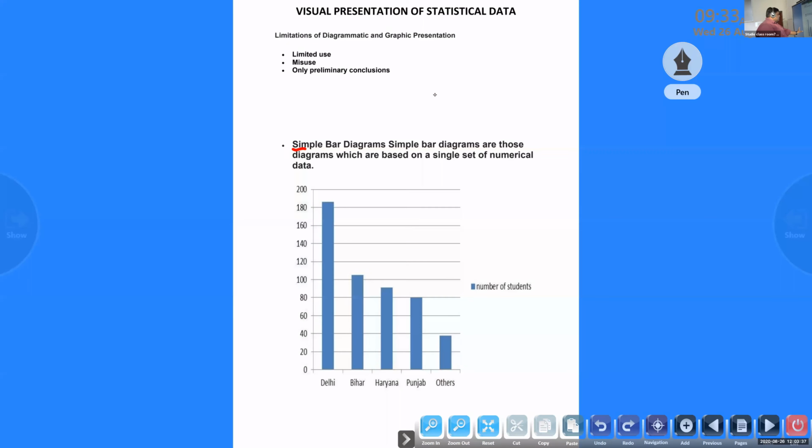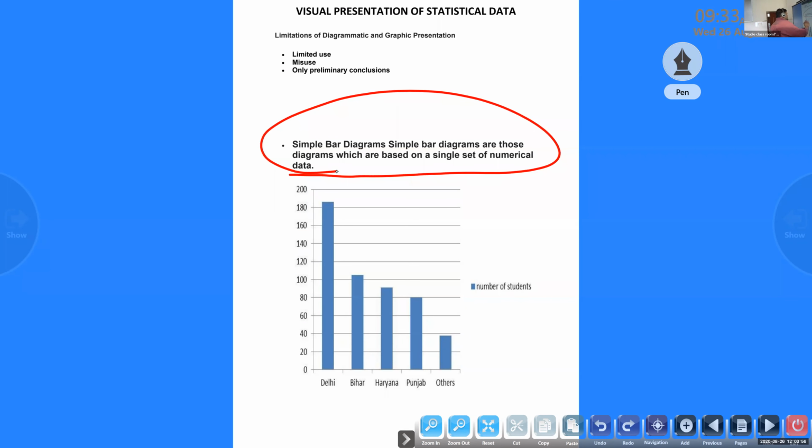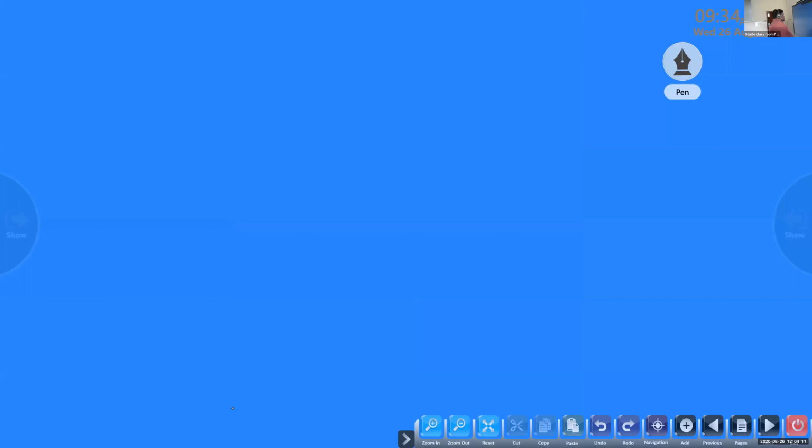So here we have a simple bar diagram. Simple bar diagrams are those diagrams which are based on a single set of numerical data. Just write it down: it always represents a single set of numerical data. Here you can see the number of students. It always creates bars, rectangles, right? Rectangles here. So Delhi, Bihar, Haryana, Punjab, and other states. Okay, the places, sorry.